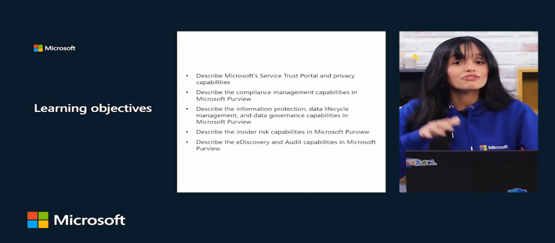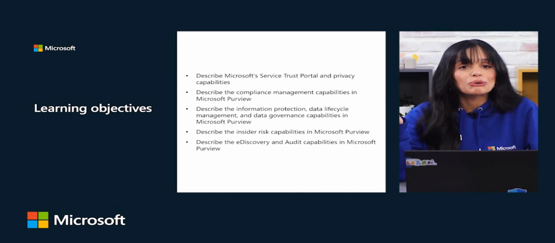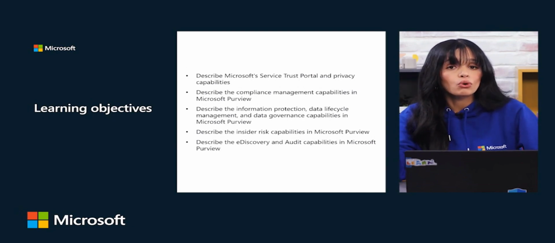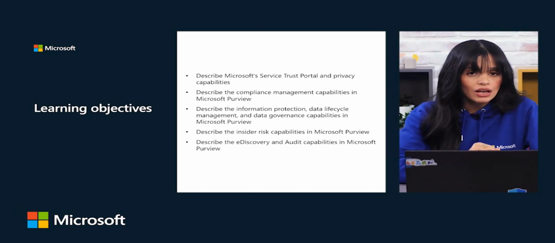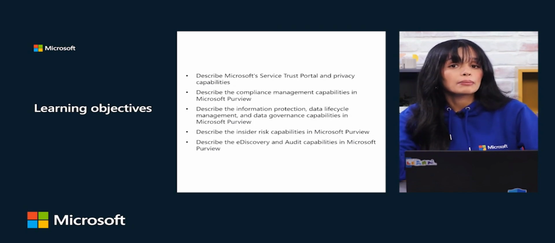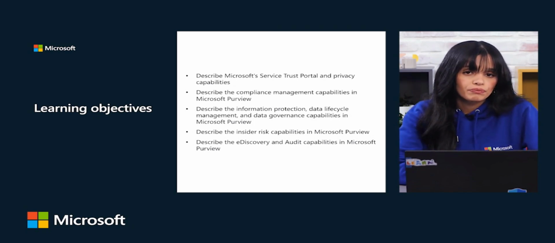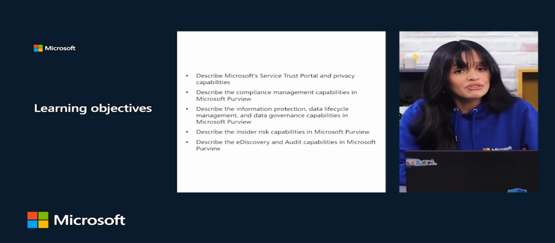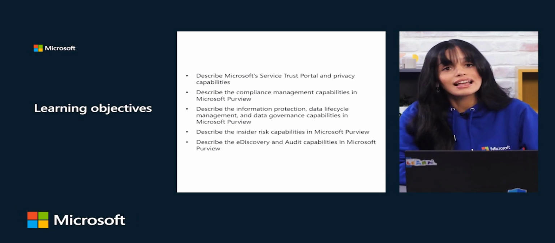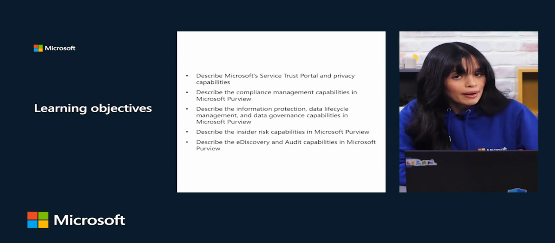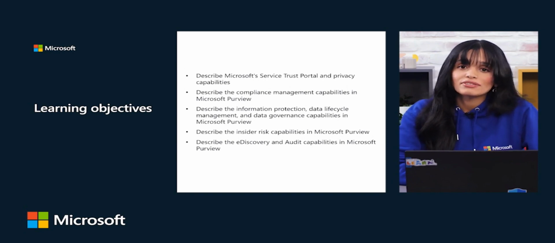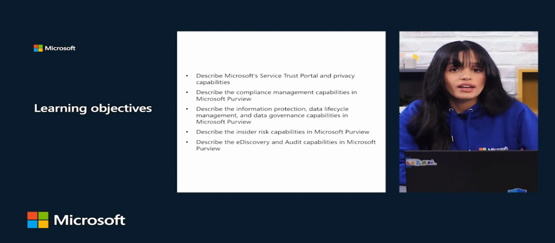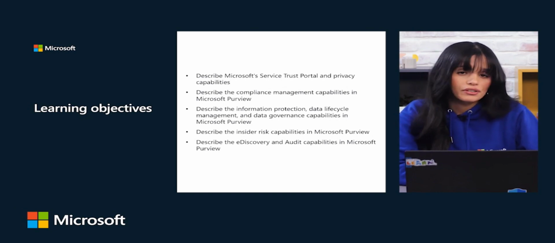In this session, we have 5 different lessons that we are going to look at. Starting with looking at Microsoft Service Trust Portal and privacy capabilities, we'll then talk about the capabilities of Microsoft Purview. We'll cover compliance management, information protection, data lifecycle management, and data governance and audit. As a reminder, all the information we have discussed is available on this learning path, aka.ms/SC900.